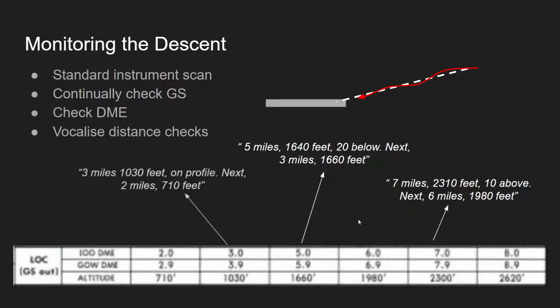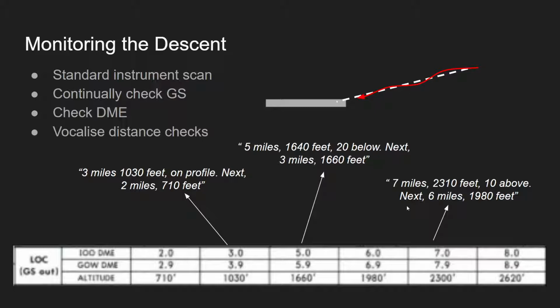Okay. So then 3 miles, 1030 on profile. Next 2 miles, 710. Okay? So I tend to use the two figures: 1660, 1030, 710, 2300, 2620, and so forth. It makes your life easier instead of going 7 miles, 2300, 6 miles, 1980. Yeah? So yes, 5 miles, 1660, next 3 miles, 1030.